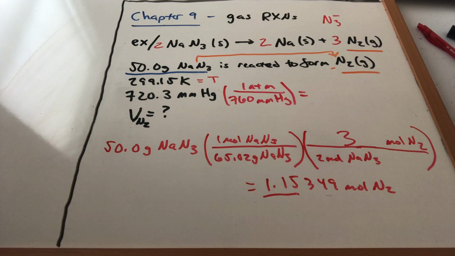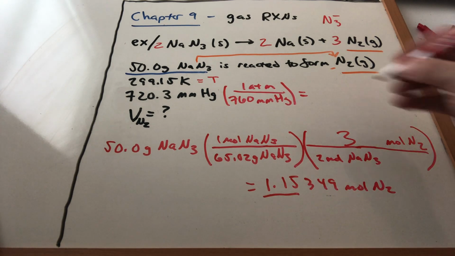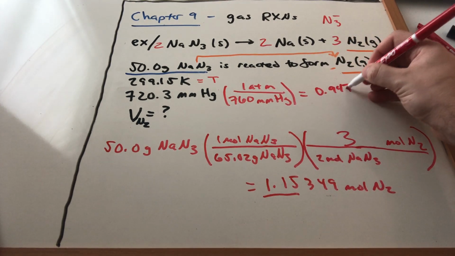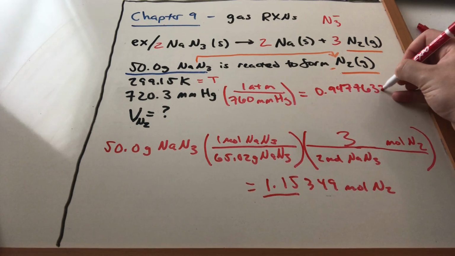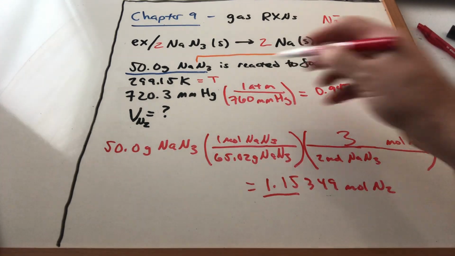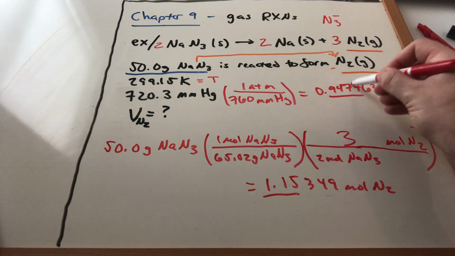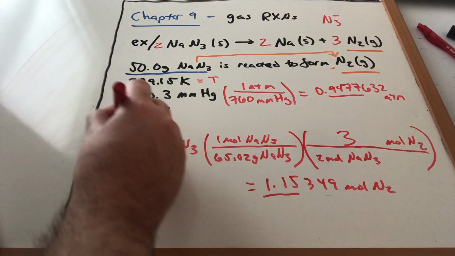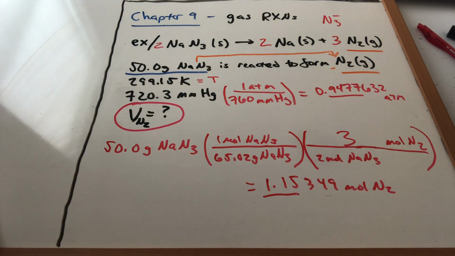So when I do that, I get a pressure in atmospheres that is equal to 0.9477632 atmospheres. Pay attention to significant figures. There would be 4. We don't round yet, though. So now I have all the information I need to get volume. So I can plug everything into the ideal gas law with the correct units now and get a final volume, okay? And so please do this yourself.